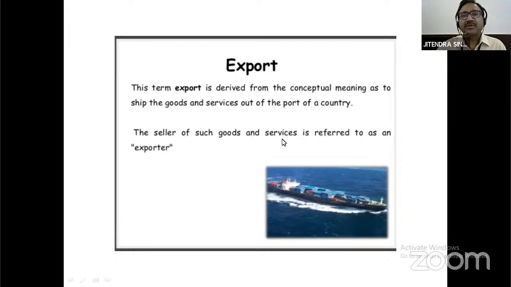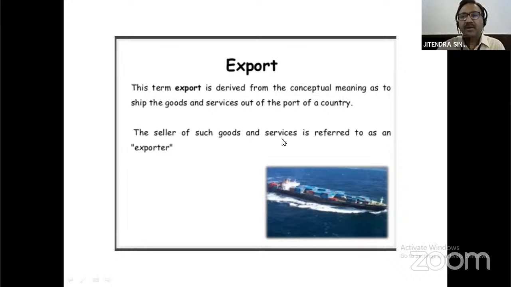So first thing, what is an export? Export means when a person or a party sends their consignment from one country to another country. It means transfer of goods and services from one country to another through port, maybe through shipment or through aerial consignment, from one person to another person in another country. The sellers of such goods and services are commonly called exporters.